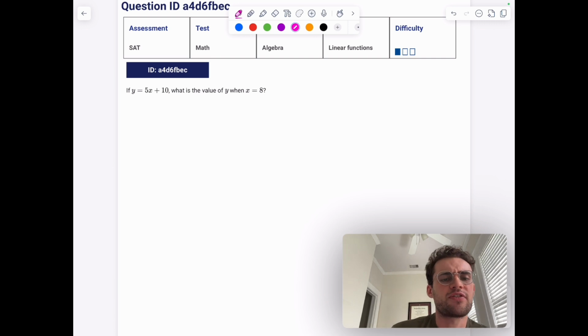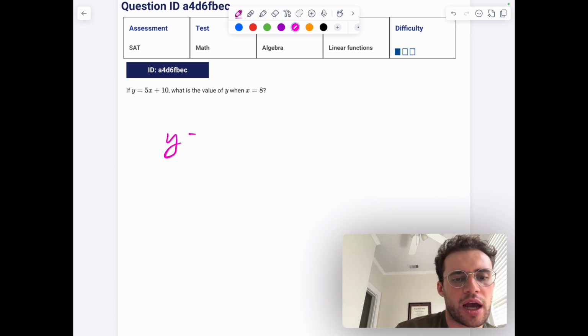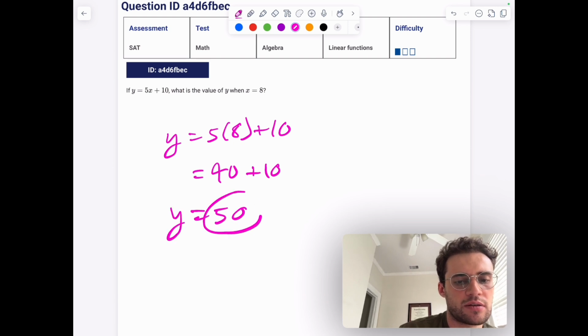If y equals 5x plus 10, what is the value of y when x equals 8? Well, we just say y equals 5 times 8 plus 10. We put the 8 in place of the x. 5 times 8 is 40. So 40 plus 10 gives us that y is equal to 50.